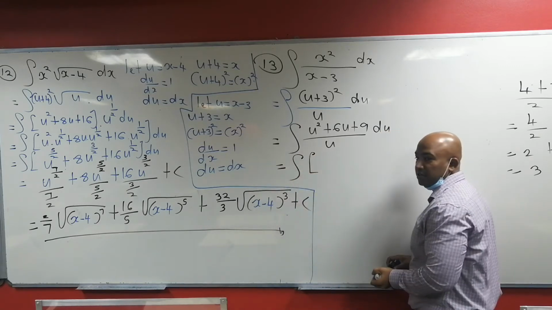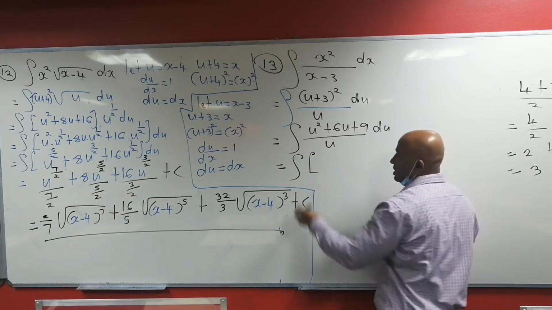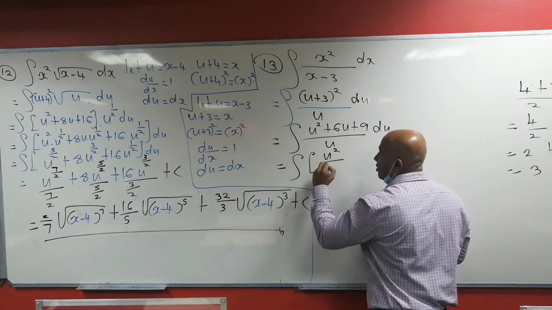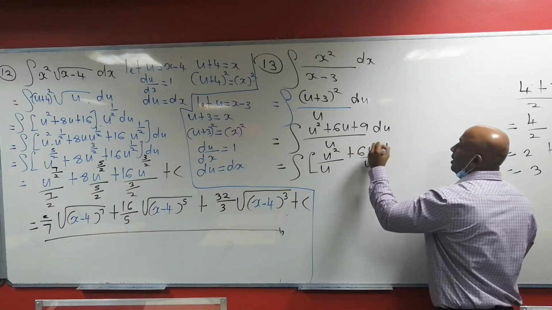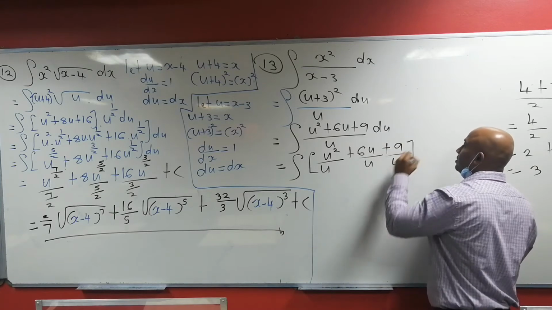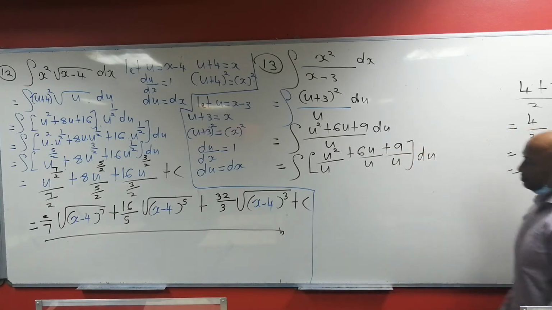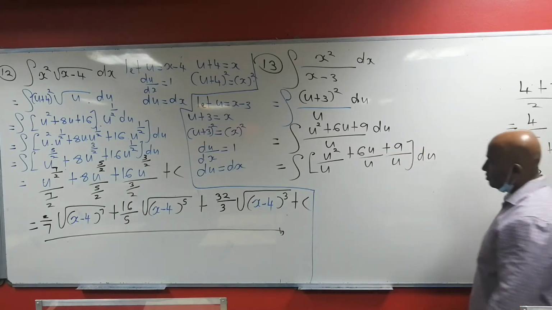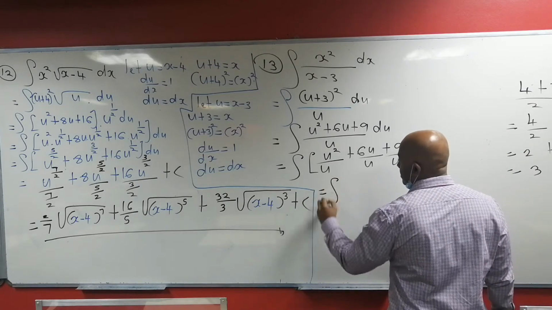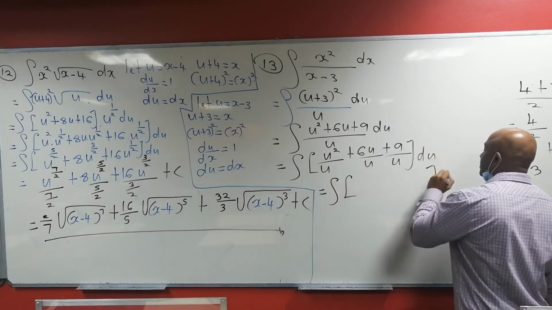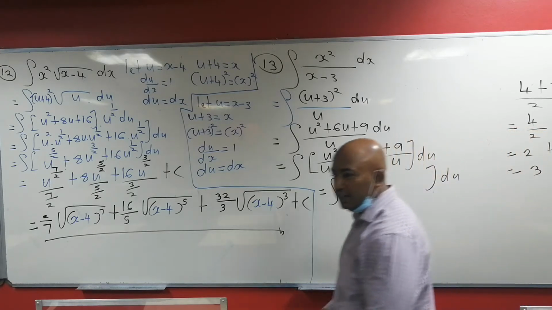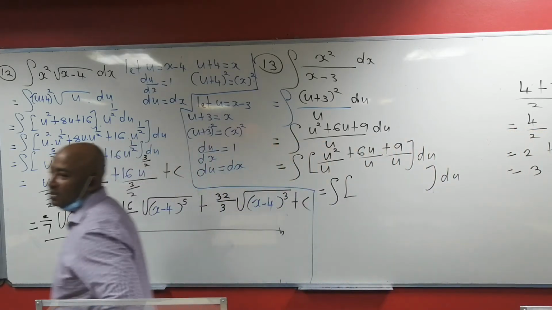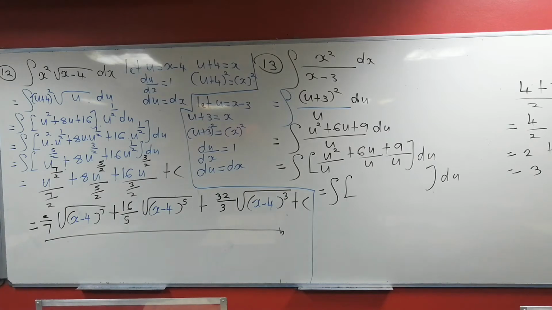Again, nothing difficult to do. All you're doing is separating into fractions. That's going to be u squared over u plus 6u over u plus 9 over u du. Right, so now, if you didn't simplify, let me allow you to simplify further and integrate. Let's see what happens here. Let me give you 2 minutes, simplify that.